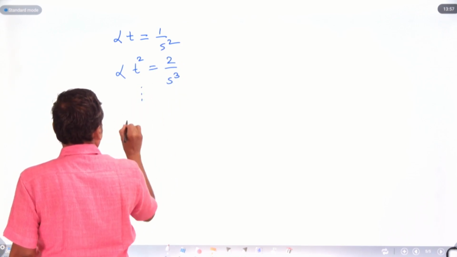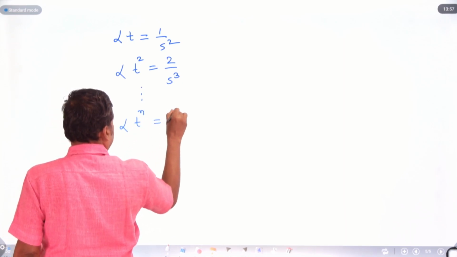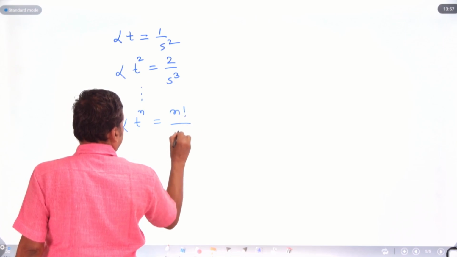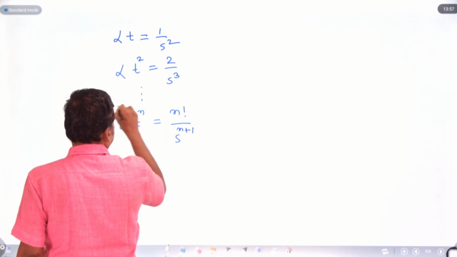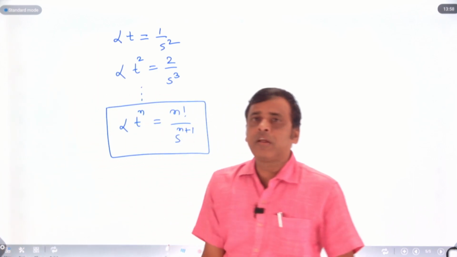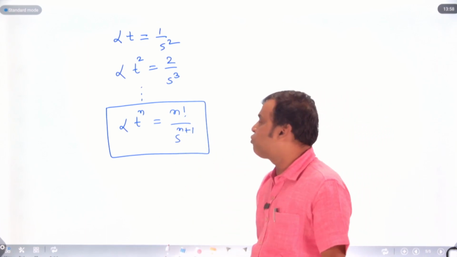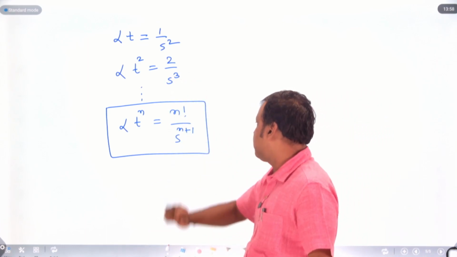Similarly, if you calculate the Laplace transform of t to the power n, it is factorial n by s to the power n plus 1. This is very important for finding the Laplace transform of any power of t. We can check it also.